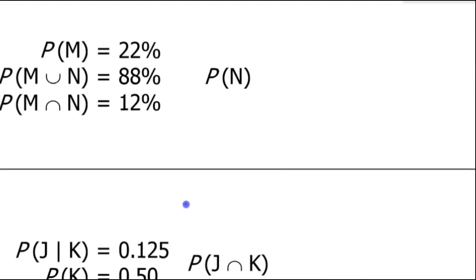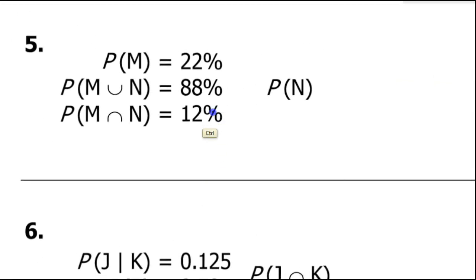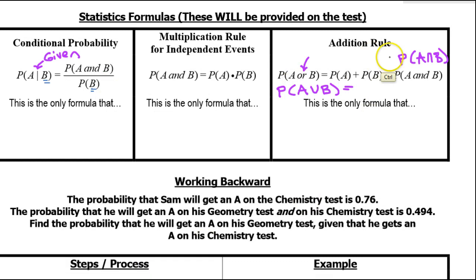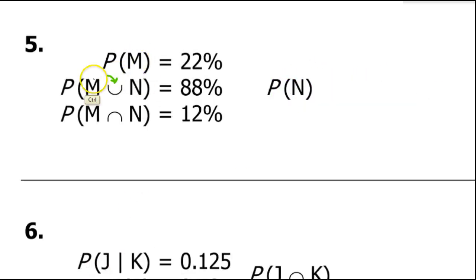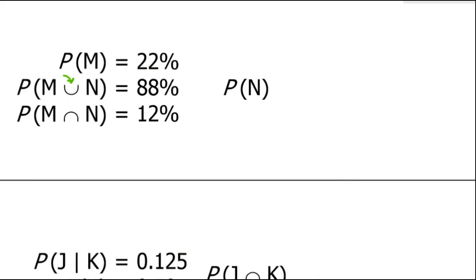Okay, problem number 5. Again, I see the OR symbol right here. So that once again tells me that we're going to be using the addition rule because it's the only one that has OR in it. So soak this in. I'm going to be writing this equation, just substituting instead of A's and B's, I'm going to have M's and N's. So here I go.